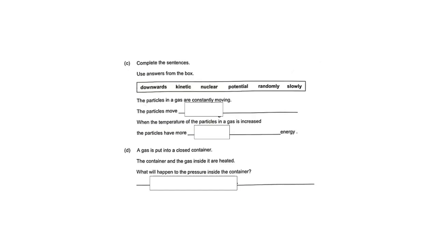So the solid has more particles in the exact same volume, therefore the solid has the highest density. Next, the particles in a gas are constantly moving. The particles move randomly, again, every direction and every speed. And when the temperature of the particles in the gas is increased, the particles have more kinetic energy. They're going to move faster.